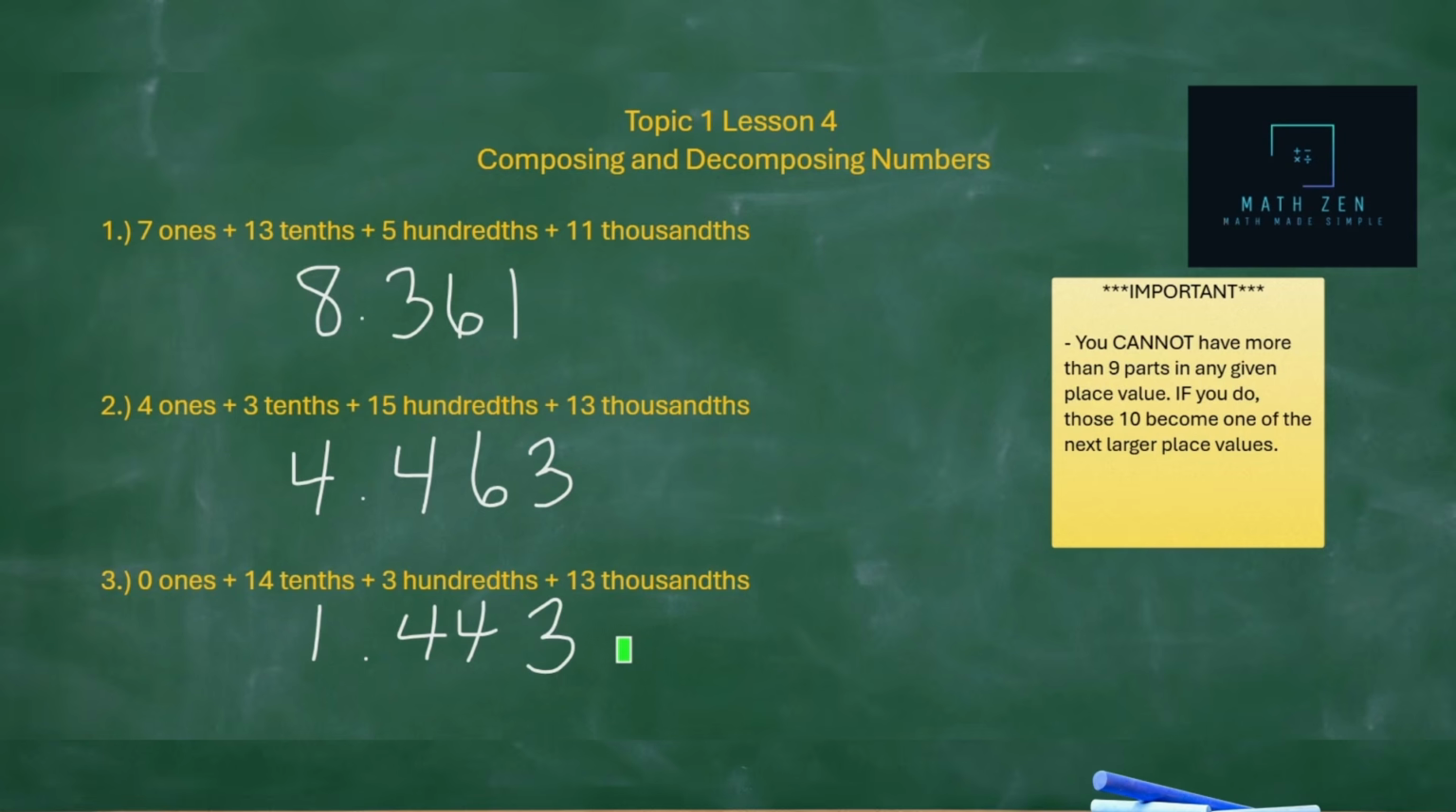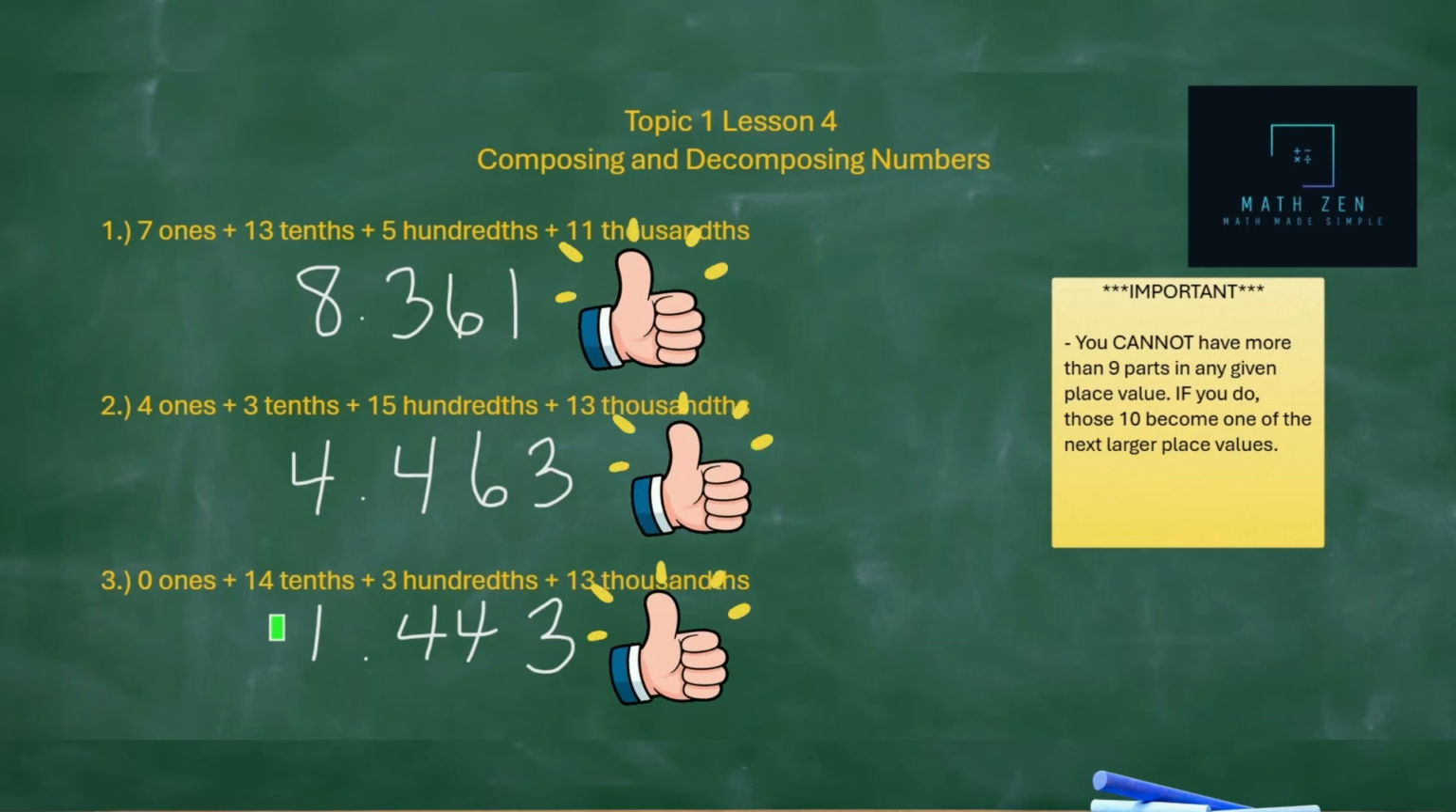And again, for the last one here, we do have enough thousandths for us to have 1 more group of hundredths, which would make 4 hundredths. 4 hundredths is not enough to grow up to become tenths, but here I have 14 tenths, which is enough for a group of ones. So we're going to carry a 1 over there. So our final answer for number 3 would look like 1 and 443 thousandths. Awesome job so far.